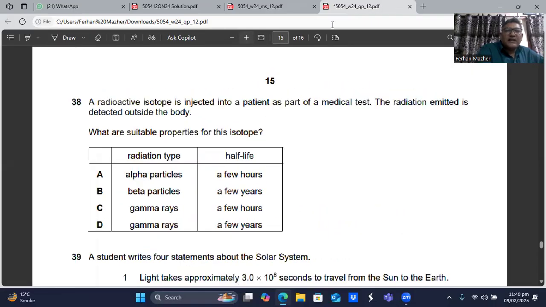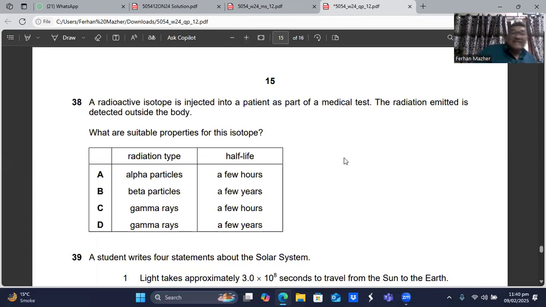Question number 38 coming up on your screen. A radioactive isotope is injected into a patient as part of a medical test. The radiation emitted is detected outside the body. What are suitable properties for the isotope?